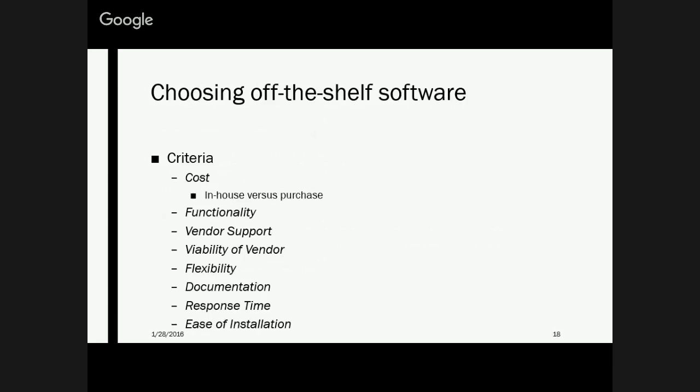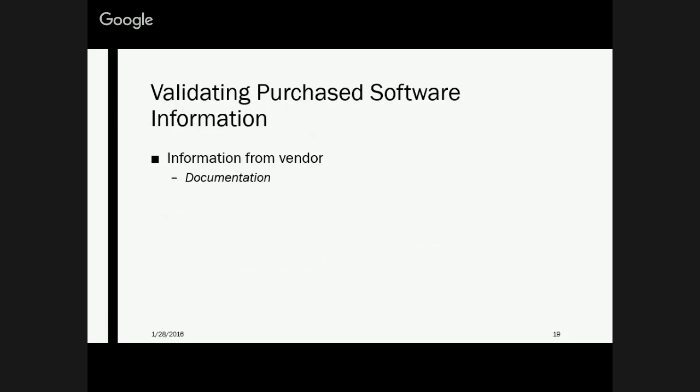Flexibility, documentation, response time. I mean, these are just kind of, I don't think rocket science, right? Information from the vendor. So this is the documentation. Marketing. So this is like, you look at some software, how do you validate whether it's any good? Like, does the documentation suck? Yeah, I'm way more into that kind of a thing than this approach, but talk to people that have used it.